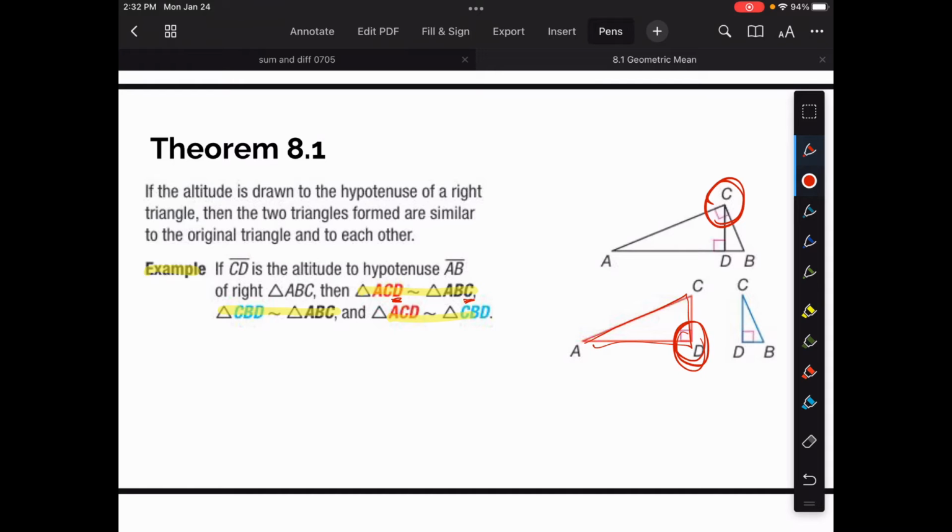Same is true if you looked at CBD and ABC, and ACD and CBD, right? So just make sure that your right angles match up. If your right angle shows up as the last vertex that you're labeling on your triangle, make sure it does it in both. That is all I'm saying when you're making your similarity statement.